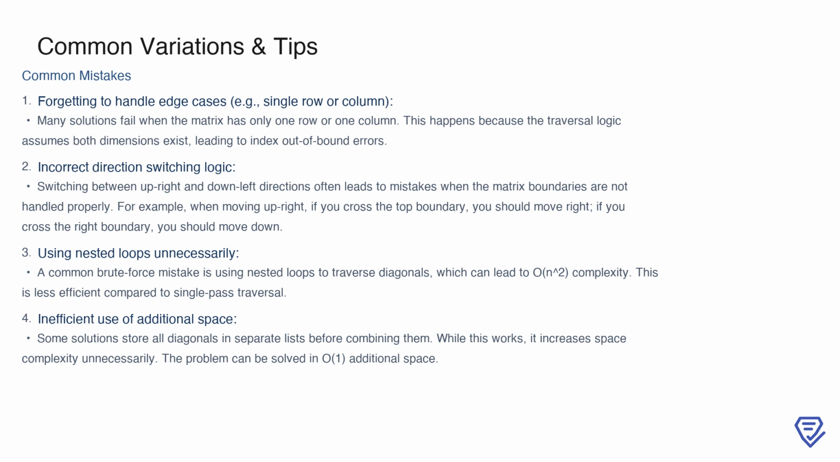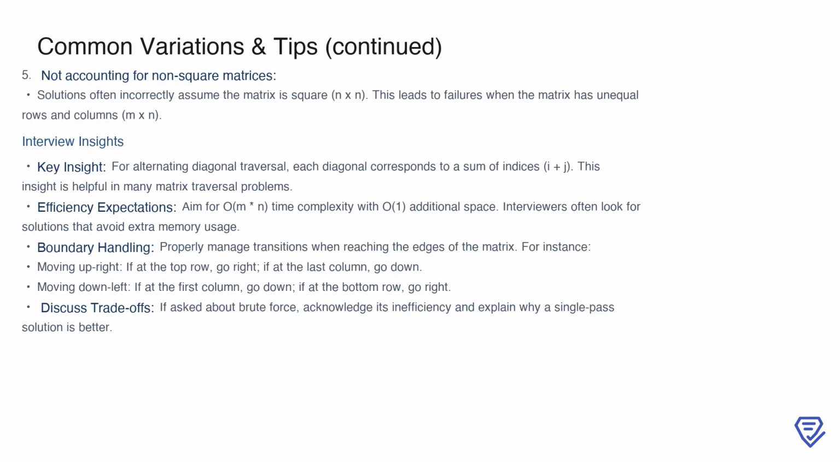Additionally, some solutions rely on unnecessary nested loops to traverse diagonals, which increases complexity to O(n squared). A more efficient approach would use a single pass traversal. Lastly, some implementations waste extra space by storing diagonals in separate lists before merging them, even though the problem can be solved with O(1) additional space, highlighting the importance of optimizing both time and space usage. Another common pitfall is failing to account for non-square matrices, where the number of rows and columns are unequal. Assuming a square matrix can lead to errors when indexing out of bounds.